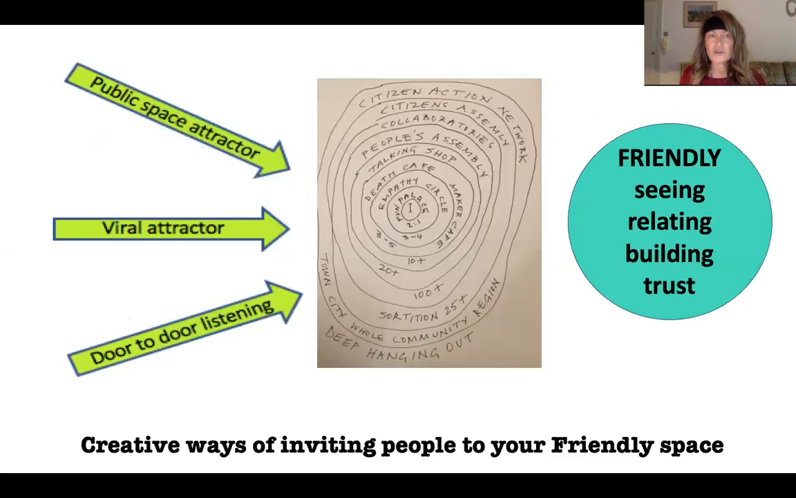So just to go through these steps one by one. The friendly, it's got to be an attractive space above all. You might want to offer food and drink. You might want to attract people into it through the use of arts. You might want to use viral attractors. You might even want to go door to door.